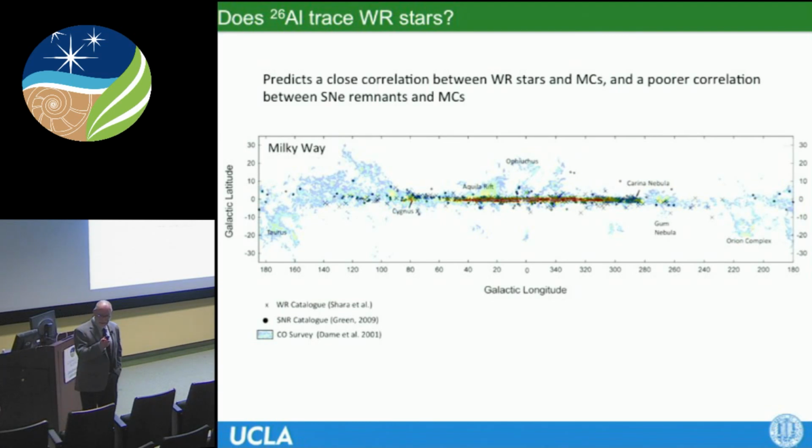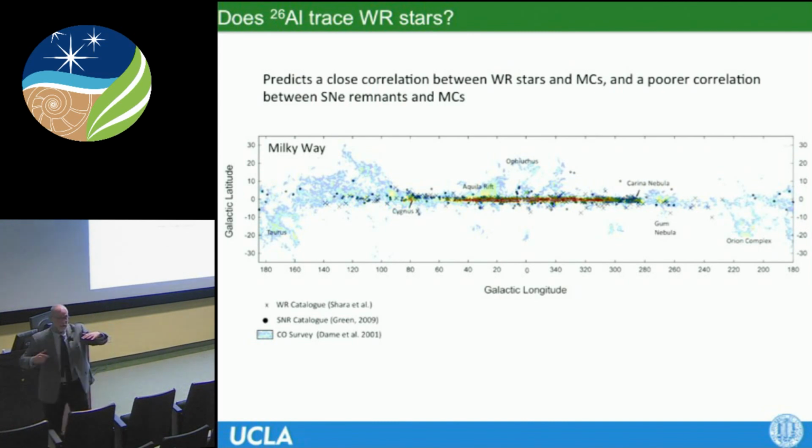So I thought this has implications, testable ideas. One of the testable hypotheses that generate from this is that we should see a closer association between Wolf-Rayet stars and molecular clouds. So the first thing I did was to look at the Wolf-Rayet catalog that Mike Shara at the Natural History Museum produces. I put on X's where the Wolf-Rayet stars are, and then in blue, that's just the CO survey, which essentially traces molecular clouds. And then I also put in the supernova remnant catalog from Green 2009. And I tried to do the statistics on the coincidence of these things, because you're right, this would have implications.